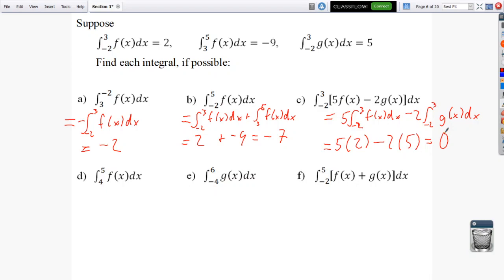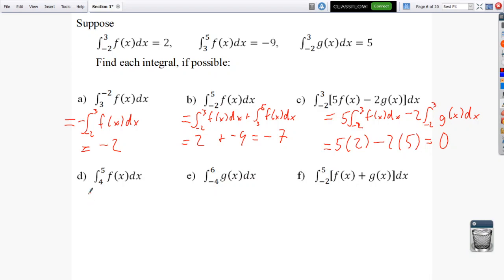I do see a lot of times on part D, we have the integral from 4 to 5 of f of x dx. Some people look up here and see we've got the integral from 3 to 5 of f of x dx. So I've seen people in the past take half of this for the answer for D. But it is not half of -9, because we don't know what happens between 3 and 4 over here. So we can't make any assumptions. We can only determine stuff off of what we know in this situation.